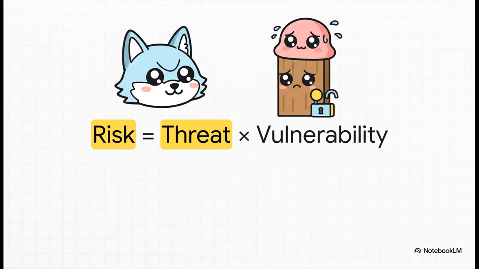So first, let's do a super quick recap. You remember this formula, right? The scary one? We've got the wolf. That's our threat, always out there. And if our door's unlocked, that's the vulnerability. Well, you multiply those two together, and you get a whole lot of risk.